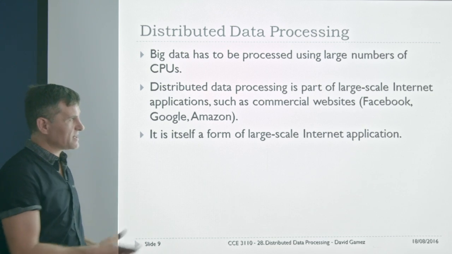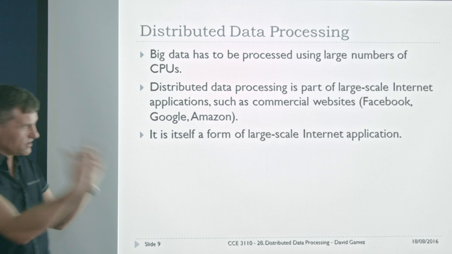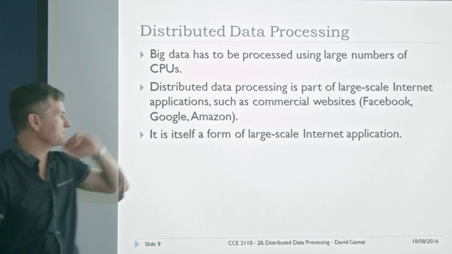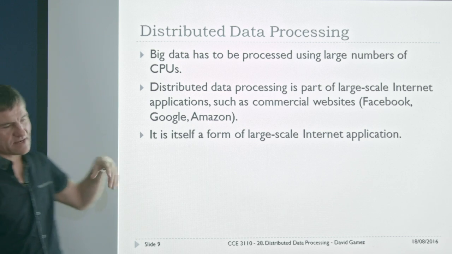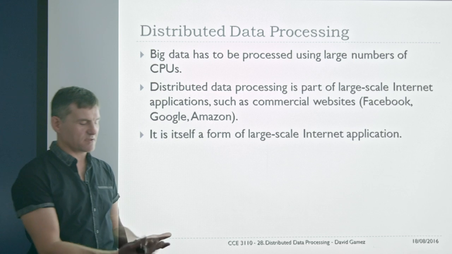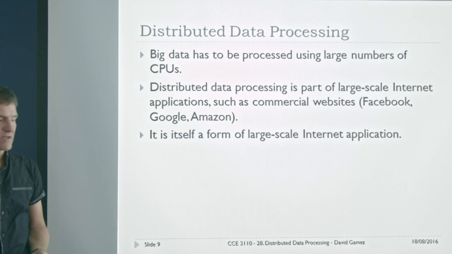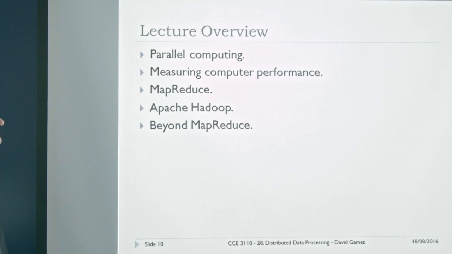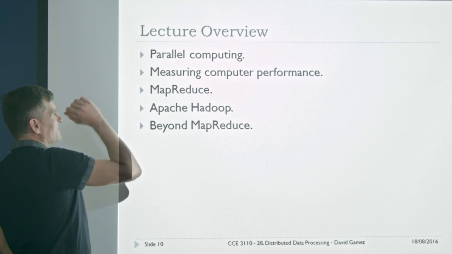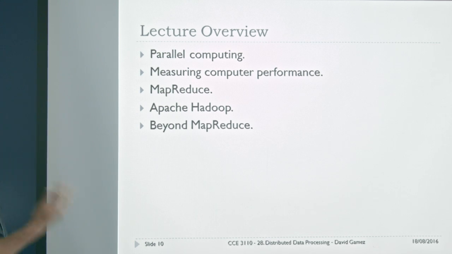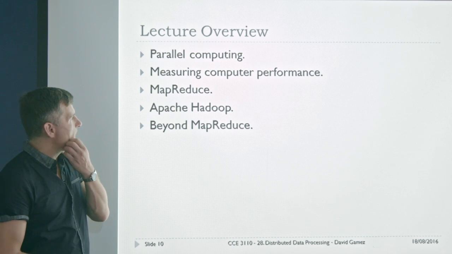So distributed data processing is often used by these large-scale internet applications, such as commercial websites. I mentioned Facebook, Google, Amazon, these kinds of people. And it is itself a form of large-scale internet application, as I'll explain with things like BOINC and the cloud data processing farms. So in this lecture, I'm going to give a little bit of a skim through the different kinds of hardware that have been used over time for the various kinds of parallel computing.